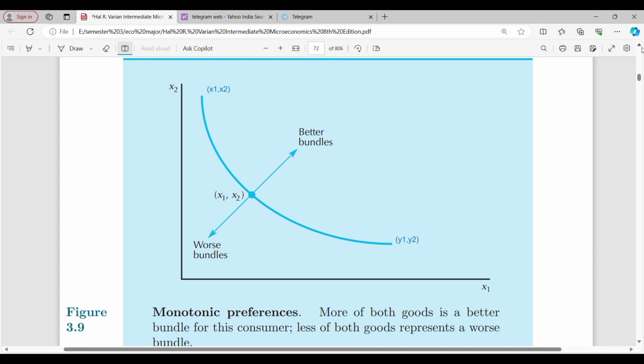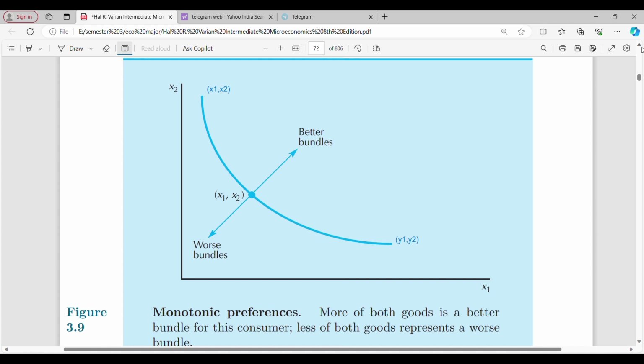For example, consider X and Y bundles. If the Y bundle has at least one more good than the X bundle, the consumer will strictly prefer Y to X. Next question: what does monotonicity imply about the shape of the indifference curve? It implies that they have a negative slope.